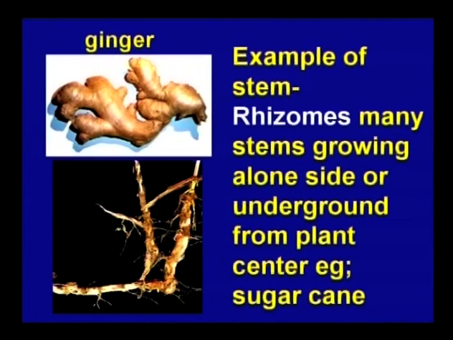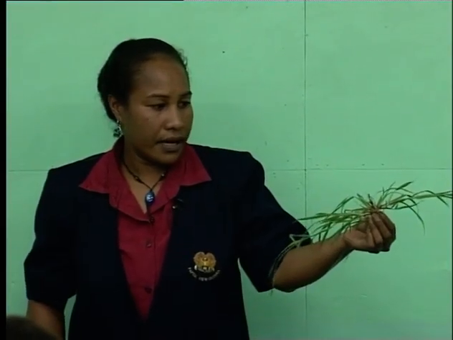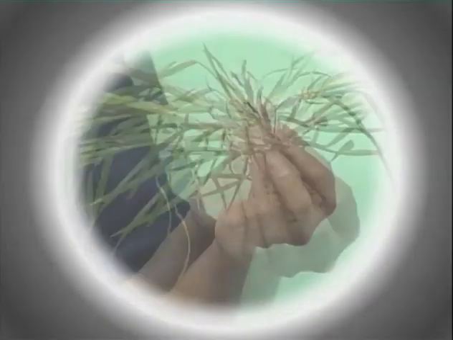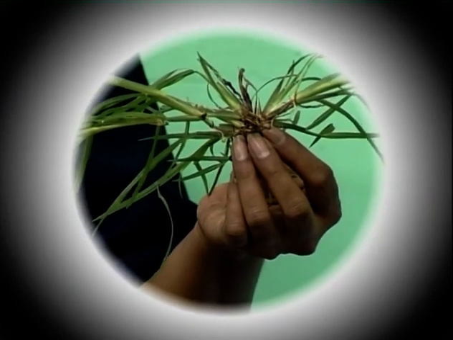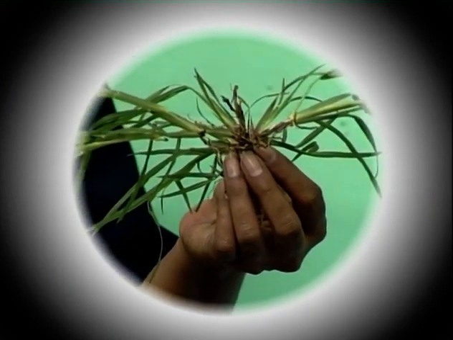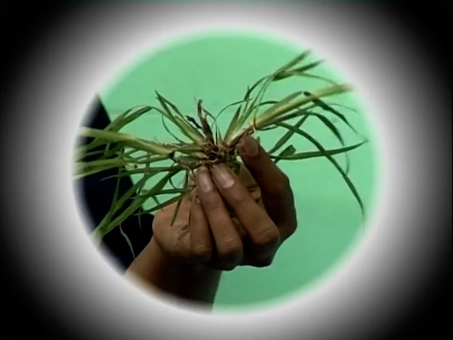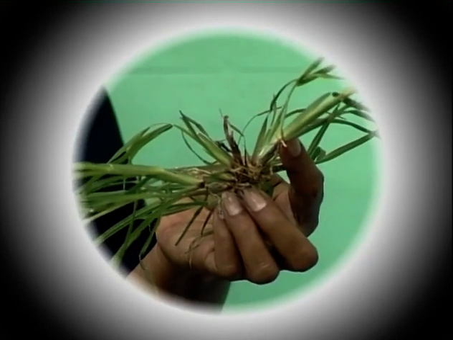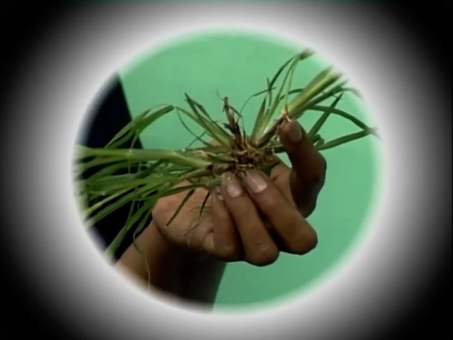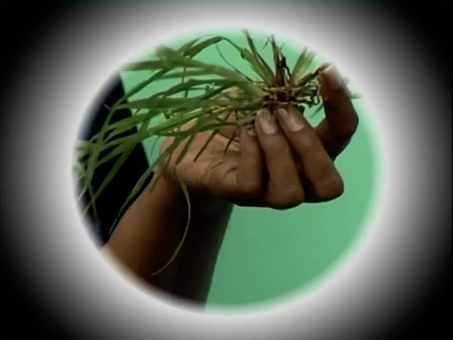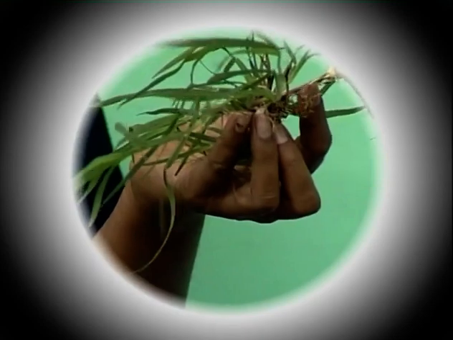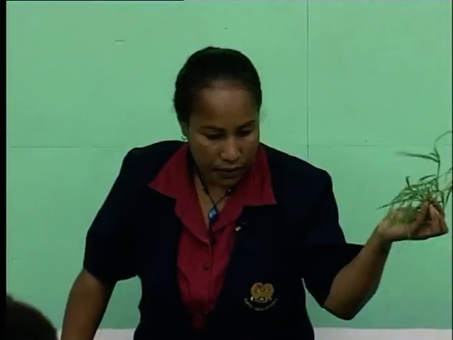Okay, I have an example here. This is a grass. It's an example of a rhizome. Why? Because it grows alongside the ground, and you can see that the nodes have shoots, and new plants or new shoots grow from where the nodes are. And you think about sugarcane. Sugarcane is an example of that kind of stem, right?